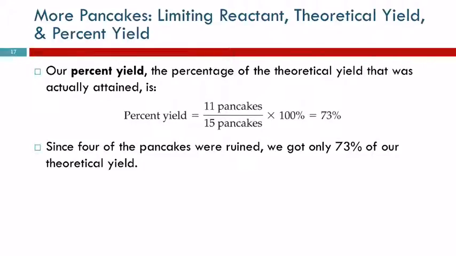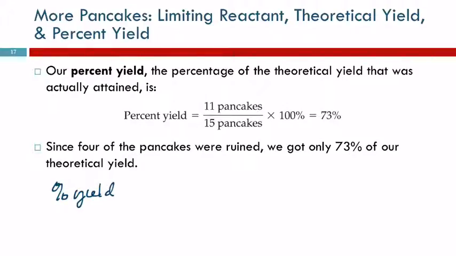Well, we often express that relationship as a percentage. So we call that the percent yield. In this example, our percent yield would be the number that we actually made, the part, divided by the whole, out of 15 pancakes that we should have been able to make, times 100%, and that's 73%. So our yield was 73%. If we had set out to make 100 pancakes and we had the same yield, we would have gotten 73 pancakes.